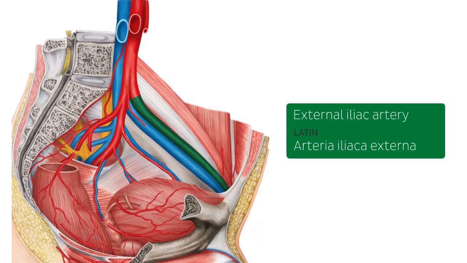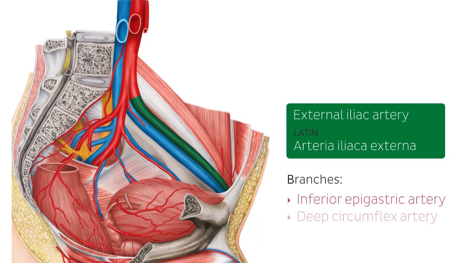The external iliac arteries are paired arteries that are the second branches from the common iliac arteries. The left and right external iliac arteries travel inferiorly, laterally, and anteriorly in the pelvis, giving off two branches, the inferior epigastric artery and the deep circumflex artery, and finally continuing as a very important artery of the lower extremity, the femoral artery, which is the terminal branch then.